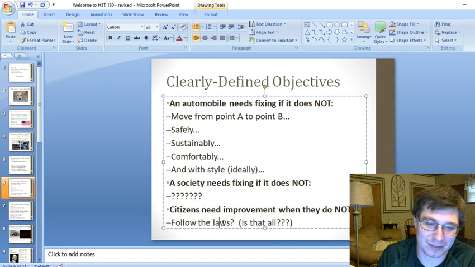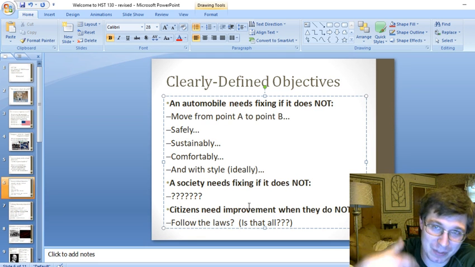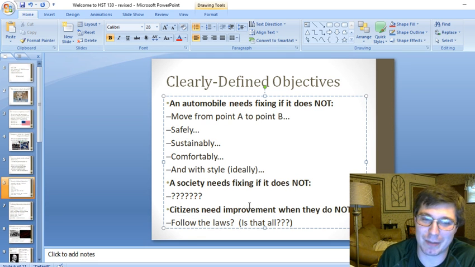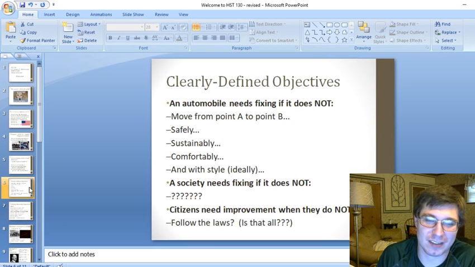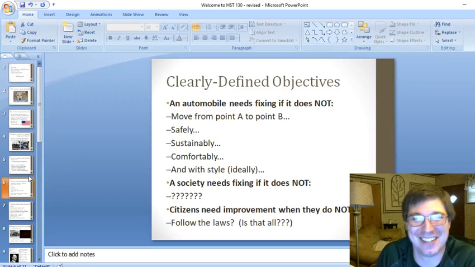I think there are other ways that citizens could use some improvement in their behavior, even if they're following all the laws. I think we can say that ideally they should be going above and beyond that, thinking critically about their influence on society, the choices that they're making in politics. Just following the laws is a passing grade, you might say. It gets you a D maybe, but it doesn't get you an A.